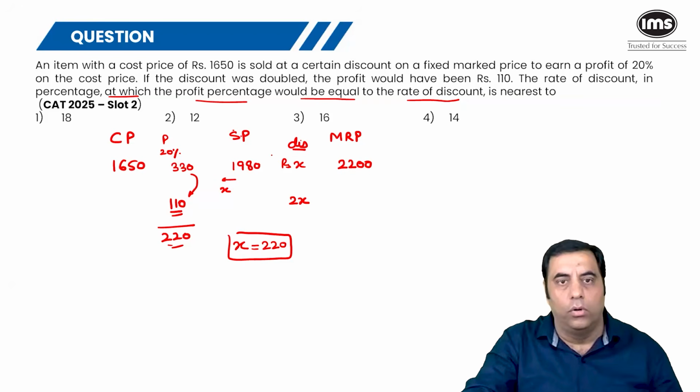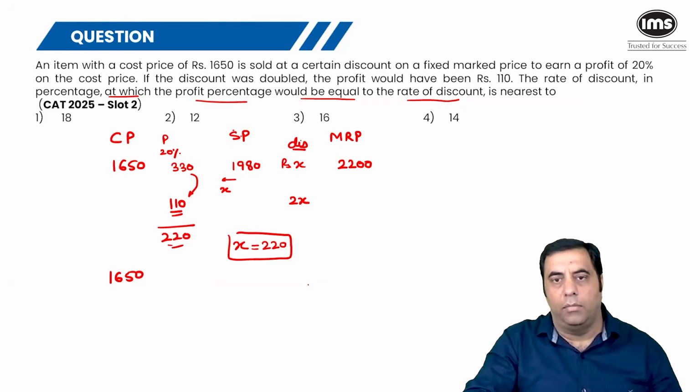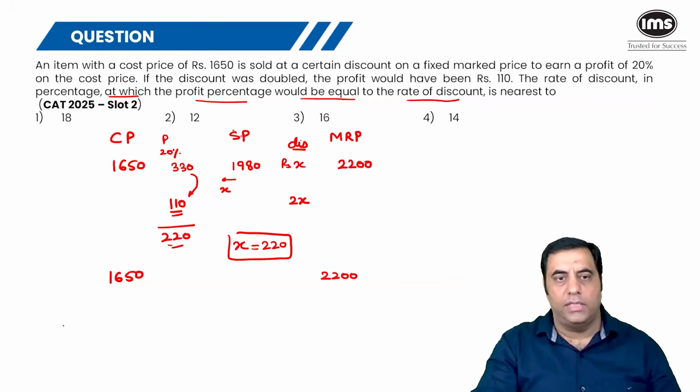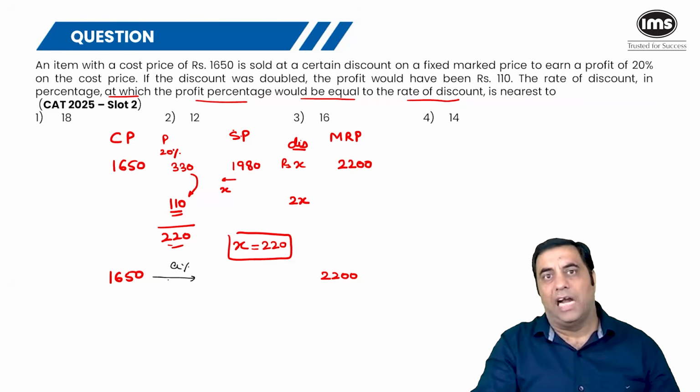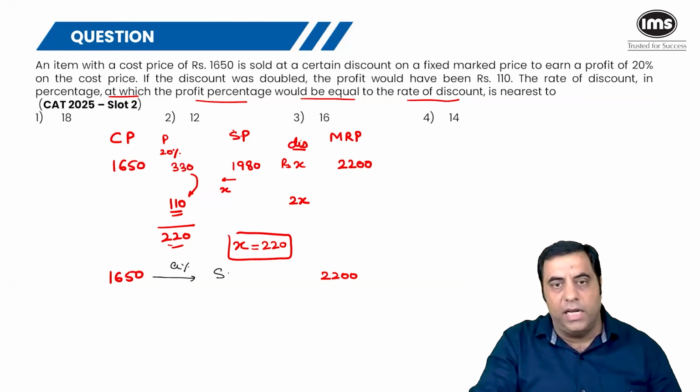I got to know that my cost price is 1650 and we have just calculated my MRP is 2200. Now, I just have to increase this by, let's say, A%. That means I need to earn a profit of A%, which gives me this selling price.